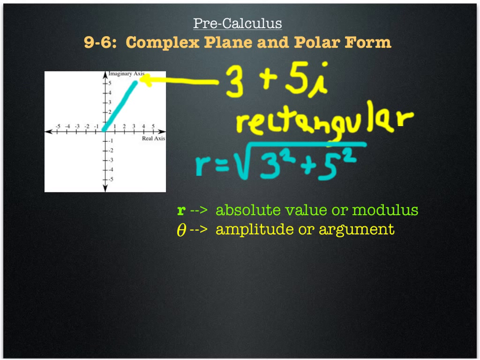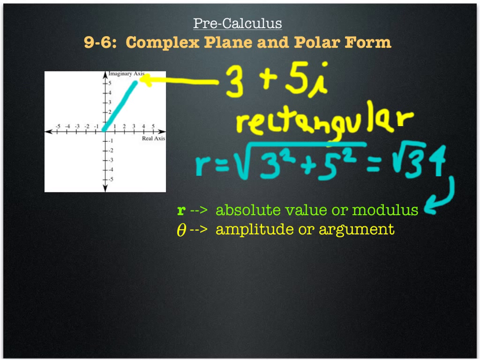So that's 25 plus 9, which is 34. So it would be the square root of 34. That's the r value. Now another name for r is the absolute value or the modulus. Again, we won't use those terms very much, but in case you hear them, that's what it would be.